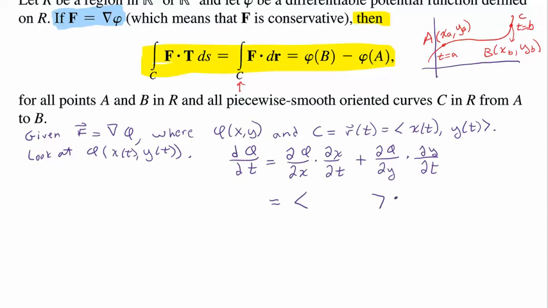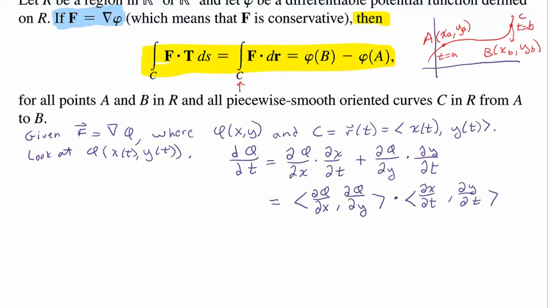Dot product of two vectors. It looks like it's kind of set up for that. Do you see it? So this is going to be partial phi, partial x, comma, partial phi, partial y, dotted with partial x, partial t, partial y, partial t. See that dot product? That's kind of interesting.